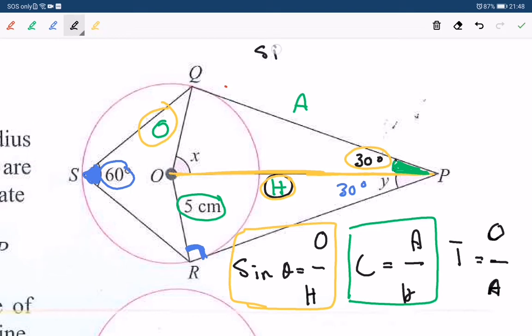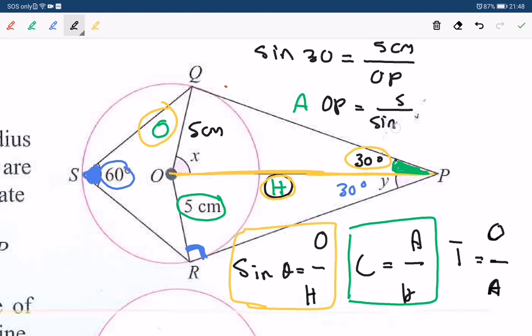So sin theta, which is 30, equal to opposite. Opposite is the radius 5 cm. So we use 5 cm divided by hypotenuse. Hypotenuse is our OP, the one that we want to find. Okay, so OP equal to 5 divided by sin 30. Which is also equal to 10 cm. So it doesn't matter. If you want to use this angle, you'll get the same answer. If you want to use this angle, you still are going to get the same answer.